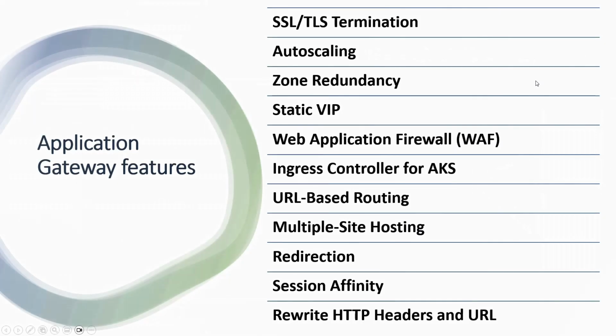So the first one is SSL TLS termination. SSL TLS termination allows the Application Gateway to decrypt the HTTPS traffic before it passes to the backend server. So it offloads the CPU intensive decryption from backend servers, which improves their performance. There is one more benefit of using SSL TLS termination, that is centralized certificate management. So you don't need to manage the certificates on the backend server.